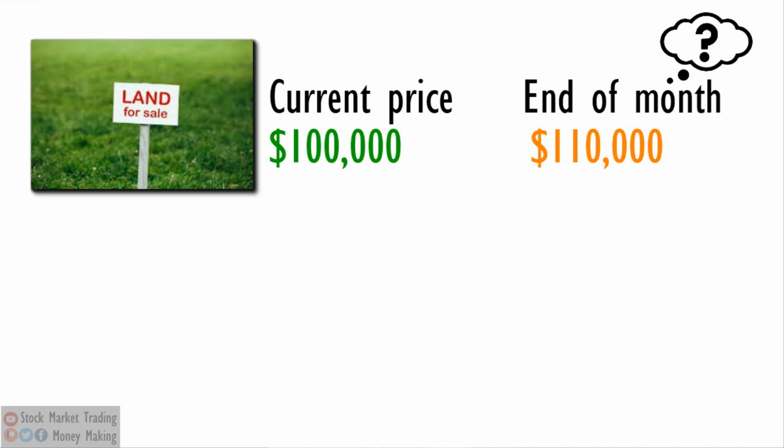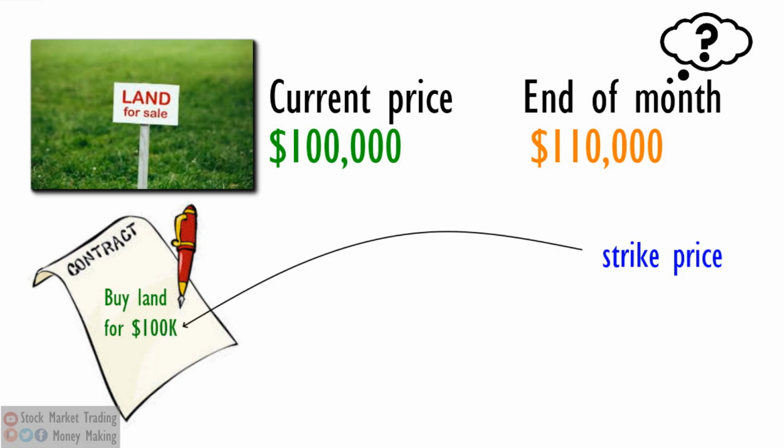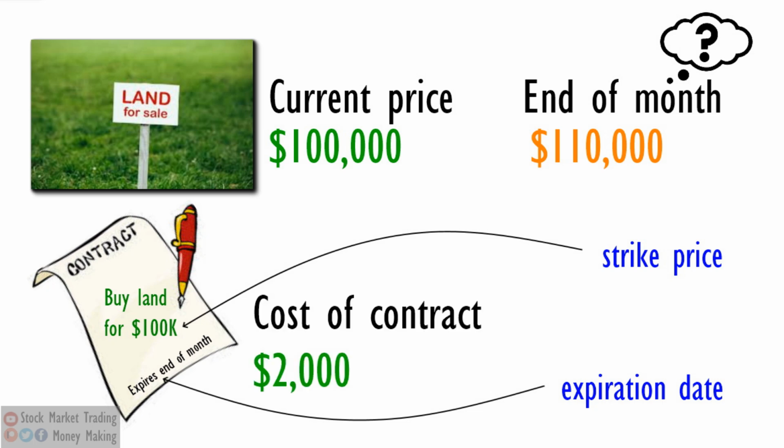Instead of buying the whole land, you can simply buy a contract or option to buy this land for $100,000, called the strike price, pretty much locking in this price through the end of the month. And the option to buy this land for $100,000 may cost you, let's say, $2,000, called the option premium. So you didn't buy the whole land, you just made sure that you can buy it at the end of the month for a price of $100,000, even if the price went up any amount.